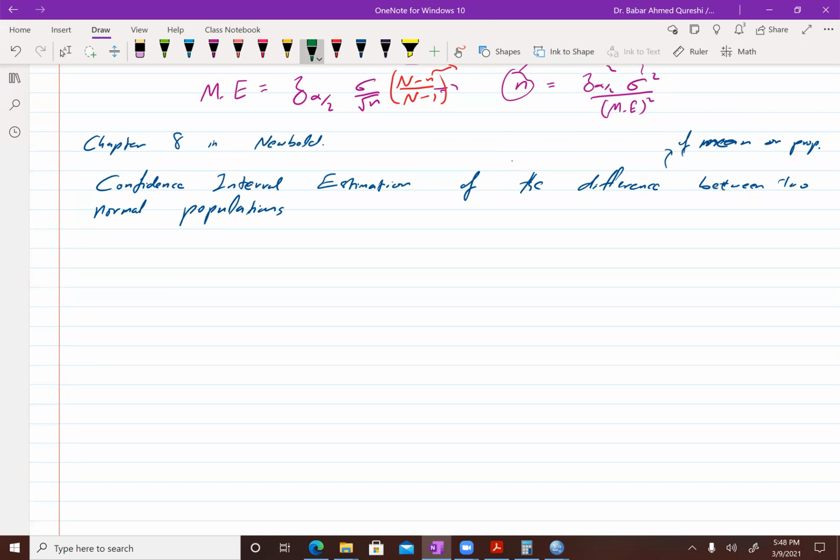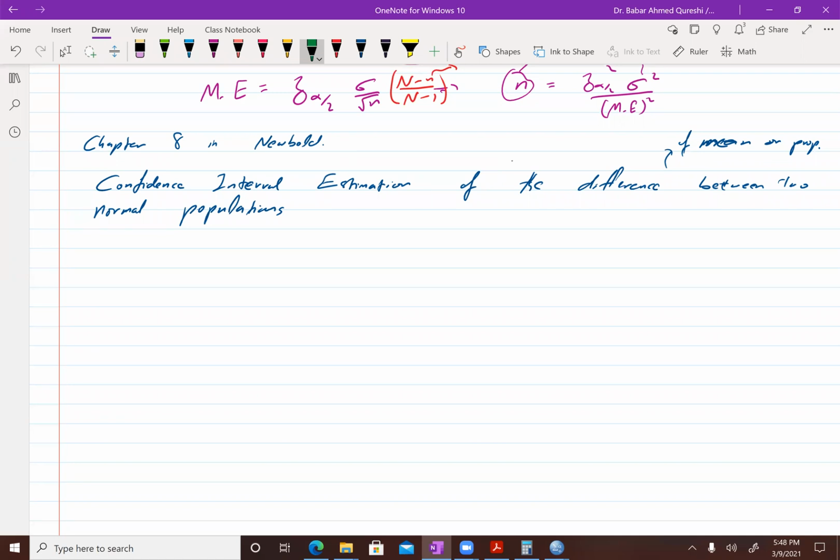So for example, you can have two drugs for the same condition. Let's say you want to see which one of them controls the sugar levels better in some diabetic patients. So you test one and you compute what is the effect of this, and you want to compare it with the effect of the other drug.